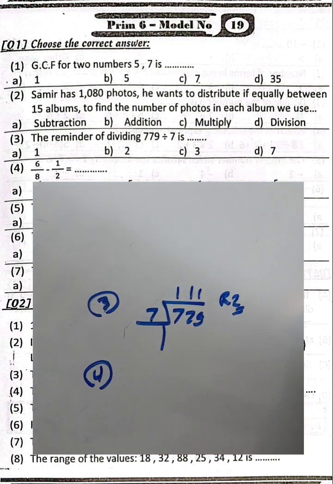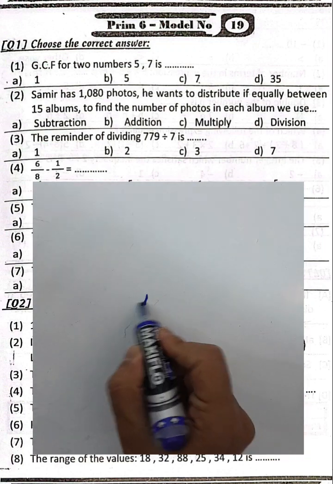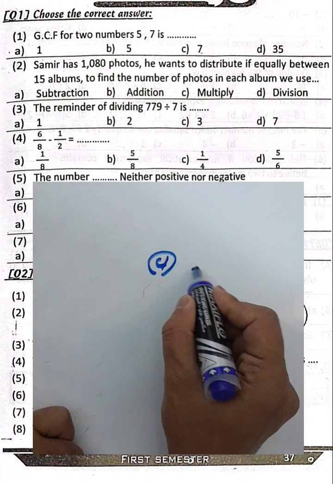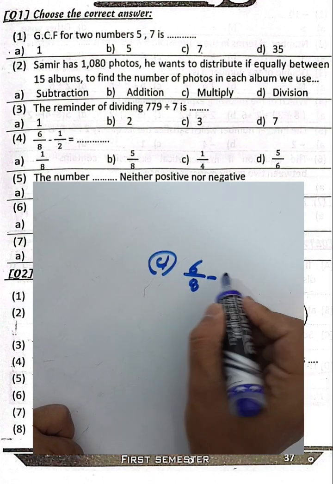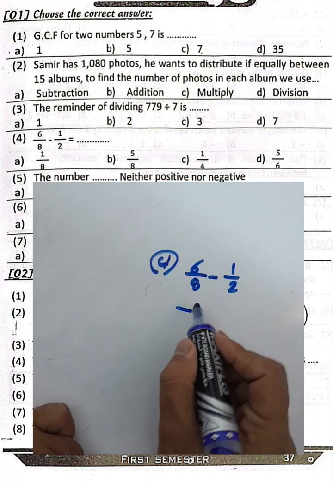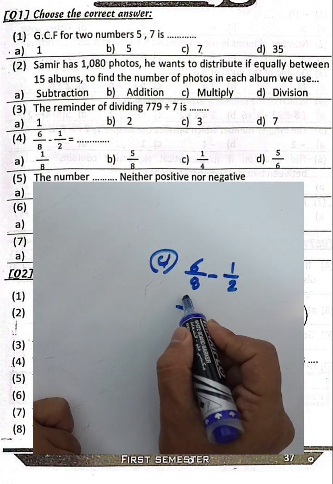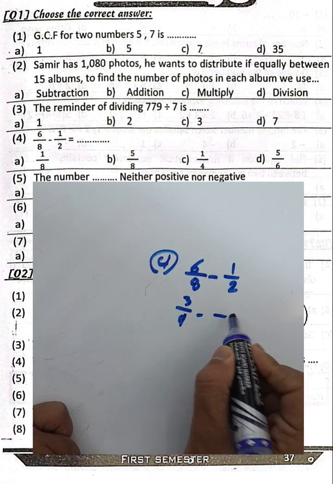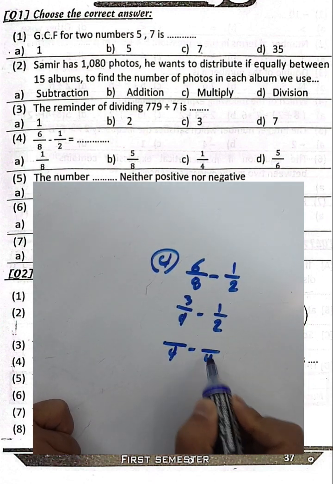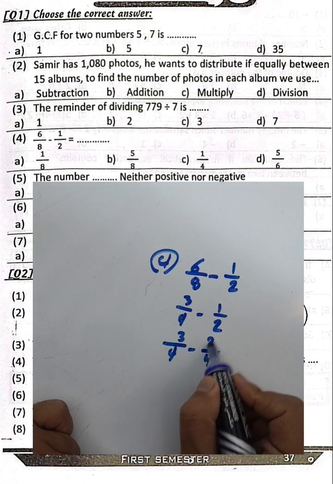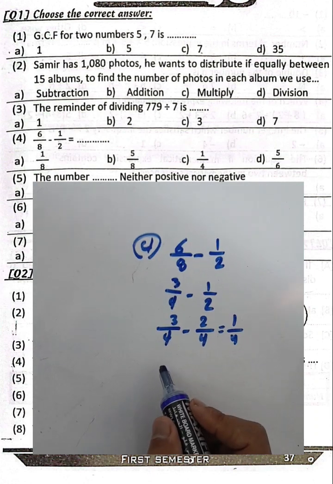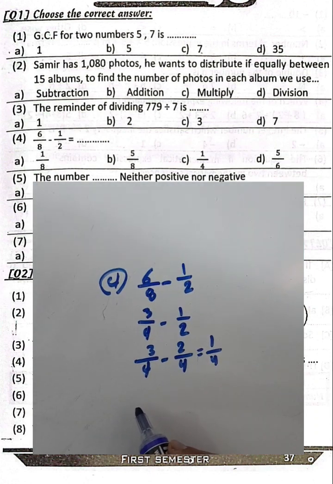Question number 4. 6 over 8, subtract a half. We can simplify 6 over 8 by dividing by 2 the numerator and denominator. 6 divided by 2 will be 3, and 8 divided by 2 is 4. Subtract a half, convert to a half. The least common multiple between them will be 4. 2 times 2 is 4, 2 times 1 equals 2. 3 minus 2 is 1, and then write 4 in the denominator. The result will be 1 over 4.